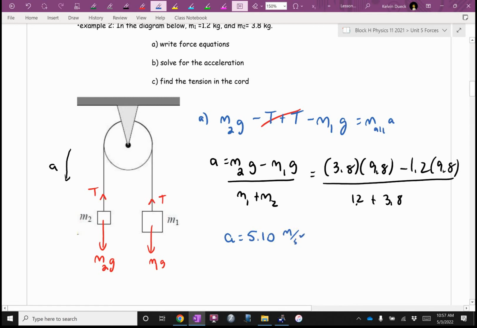Meters per second squared. Great job, Josh. Awesome. Oh, you know what? Josh, I'm going to put a little part B there. Solve for acceleration. There I did. I mean, I'd figure it out as long as you put a box around the answer. I'd spot it. Cool. Riley, what's C want me to find?